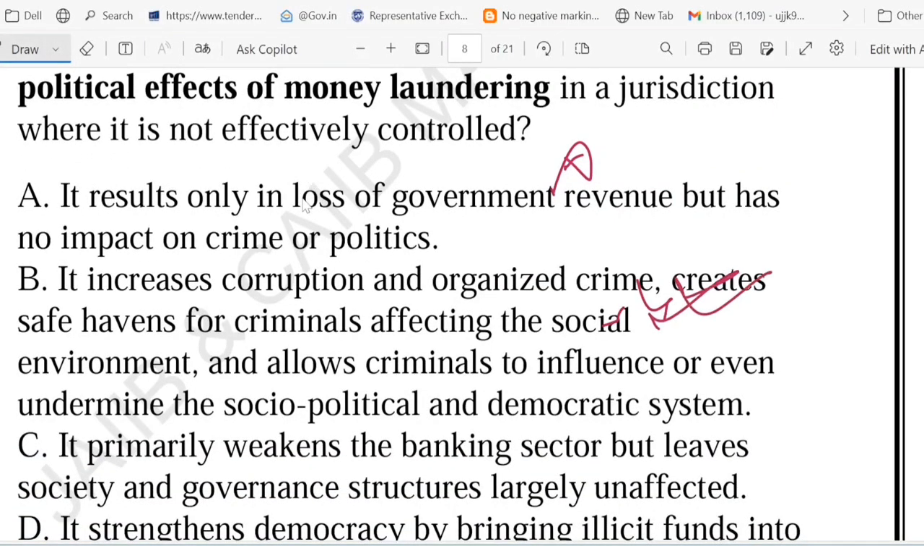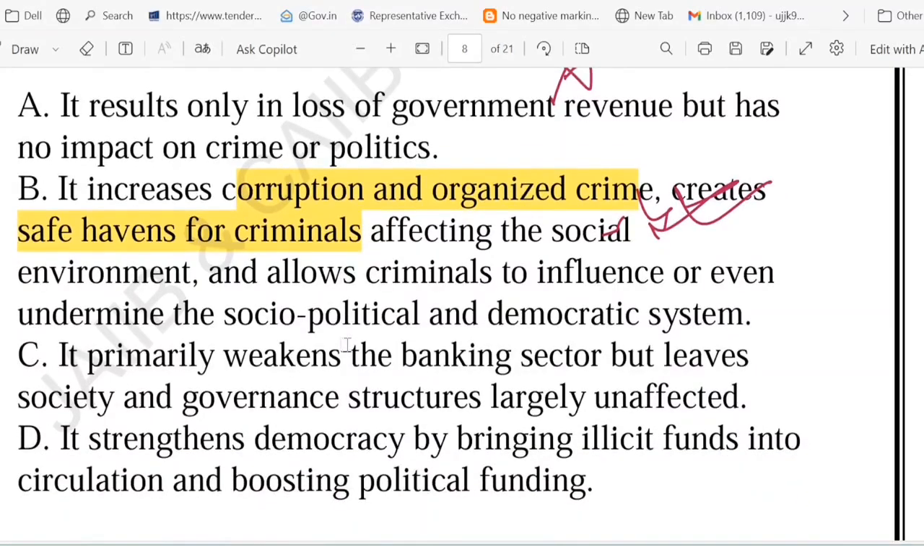Why is option B the correct one? Because when money laundering is unchecked, corruption grows because corrupt officials hide their wealth. Organized crime will increase. And such a country becomes a safe haven for criminals. And the worst part is that over time, these criminals start influencing politics, weakening institutions, and even threatening democracy. So these are the things that influence and even undermine the social, political, and democratic system.